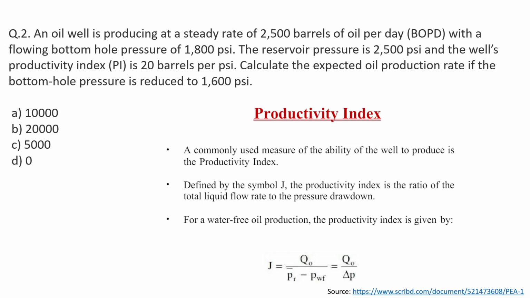So the next question is, an oil well is producing at a steady rate of 2500 barrels of oil per day with a flowing bottom hole pressure of 1800 psi. The reservoir pressure is 2500 psi and the well's productivity index is 20 barrels per psi. So calculate the expected oil production rate if the bottom hole pressure is reduced to 1600 psi. So options are A 10,000, option B 20,000, option C 5,000 and option D 0.